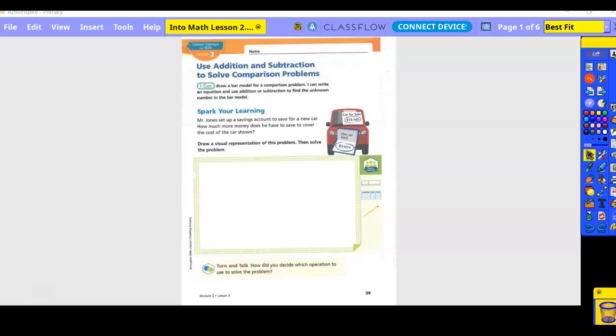Spark your learning. Mr. Jones set up a savings account to save for a new car. How much more money does he have to save to cover the cost of the car? Okay, so basically we can use bar models. So what's the total cost of the car? We're going to have to use our picture, right? What's the total cost?